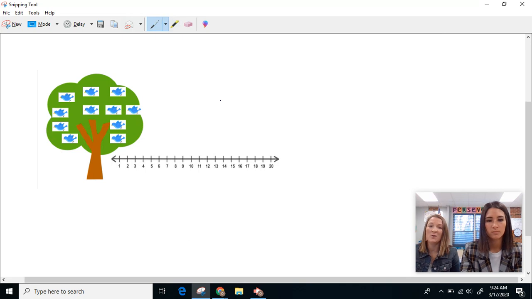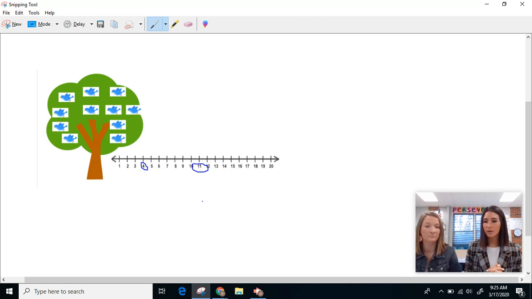Well, I know there were 11 birds in the tree, so I think you're going to have to start at 11. Good idea. I don't know how many hops I'm going to take because I don't know how many birds flew away, but I do know that there were 4 left in the tree. Oh, so we're going to have to go backwards to 4. Why do you think we're going to go backwards and not forwards? Well, because in the story it said some flew away, so there aren't any more joining us. And when we're taking away, our number is going to get smaller. Good thinking.